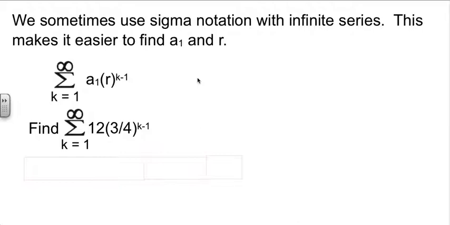Now, like we've talked about the last couple of videos, we like to use sigma notation in math because it compacts the thing down into a smaller package. With infinite series, this makes life so much easier. First off, you need to recognize the symbol for infinity. That's the tip-off that you've got an infinite series going from k equals 1 to infinity. Your formula then would be a1 times r to the k minus 1.